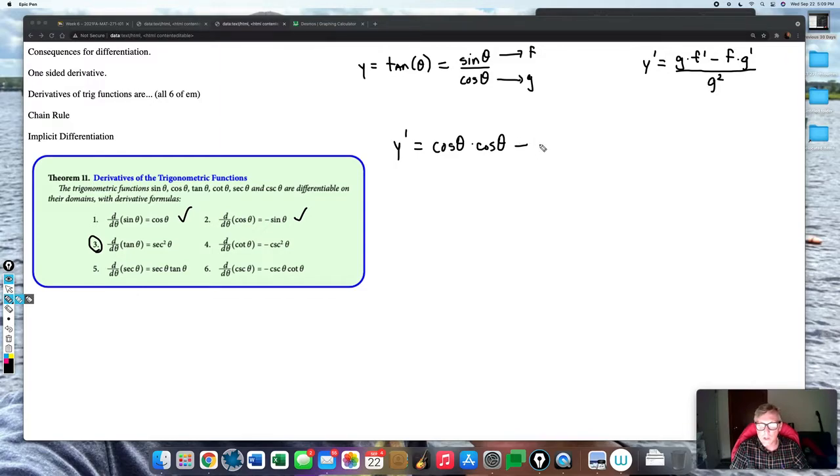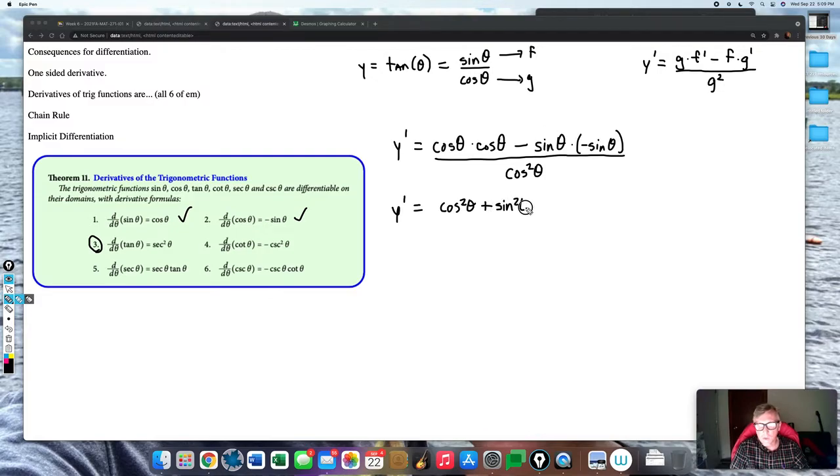So the high is sine theta. And the low prime, the derivative of cosine, according to this, is negative sine theta. So we have a negative sine theta. And then all this is going to be divided by the square of the denominator, right? Cosine squared. And let's clean this up a little bit. So up here we can write that as cosine squared theta, because it's cosine times cosine. And in here, a negative times another negative is a positive.